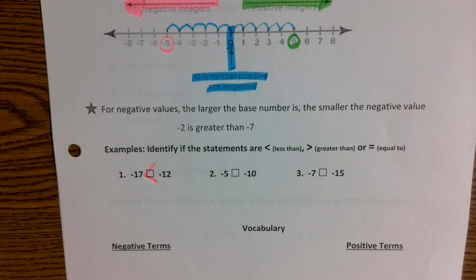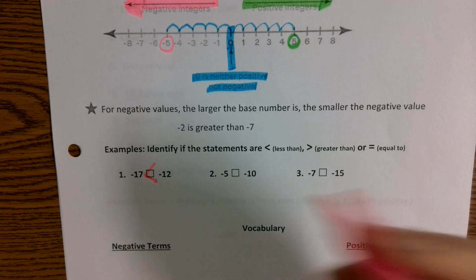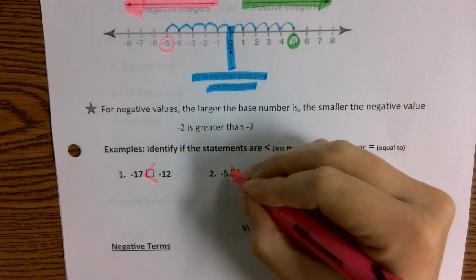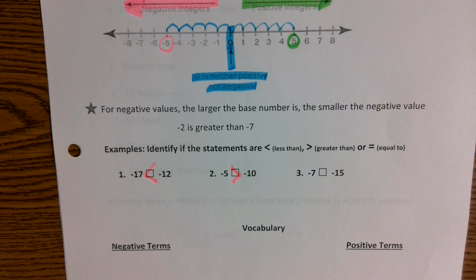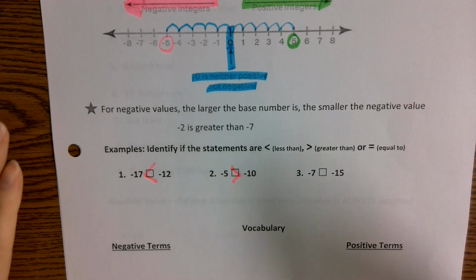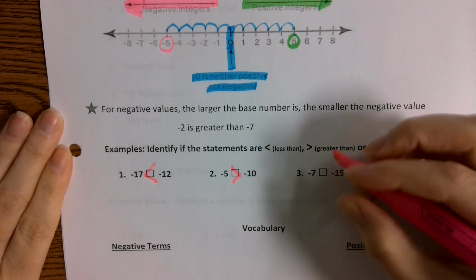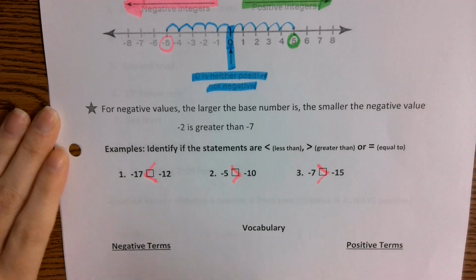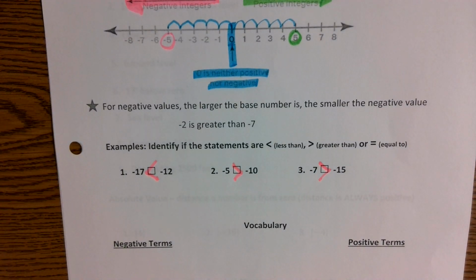Kai. That's right, Kai. Kai, is it less than, greater than, or equal to? Greater than. Thank you, Kai. Okay, and then for problem number 3, negative 7 compared to negative 15. Is that Montserrat? Greater than. Very good. So you should have had less than, greater than, and greater than. Okay, let's go ahead and proceed on.